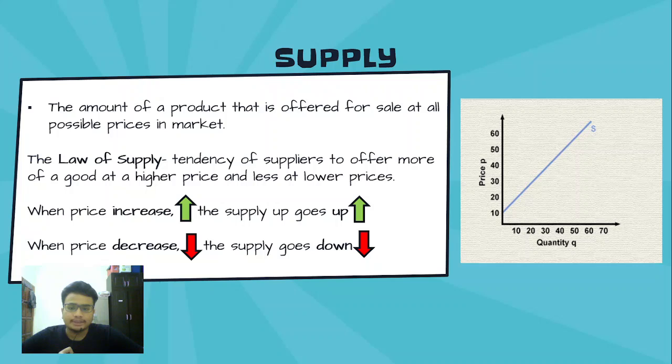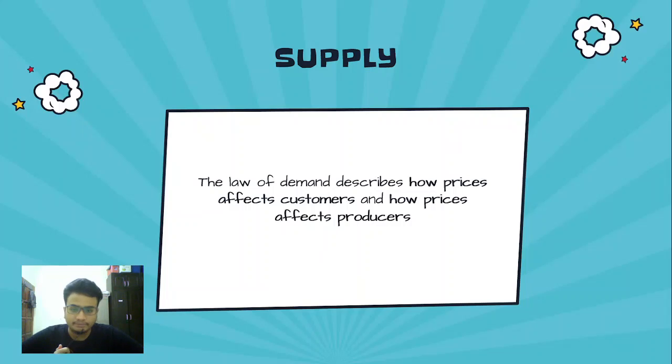The law of supply is the tendency of suppliers to offer more of a good at a higher price and less at lower prices. For example, we can see in the supply graph, when the price is increased, the supply quantity goes up. But when the price is decreased, the supply quantity goes down. The law of demand also describes how prices affect customers and how prices affect producers.